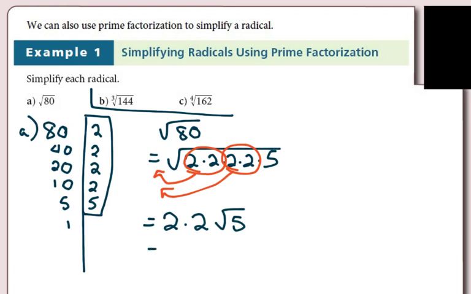We have one bit of simplifying we can do. That's the 2 times 2, which gives us 4. Final answer is 4 root 5. Now this may look like it's not simplified at all. We still have a root in it, but it is. We had 80, and we've taken out the perfect squares that we can to get 4 root 5.